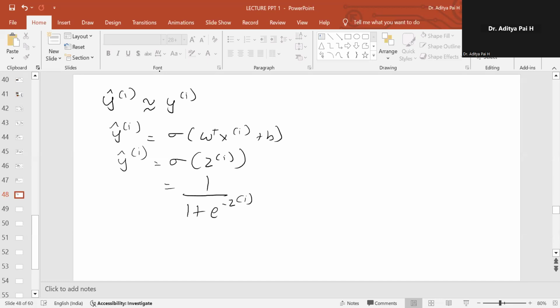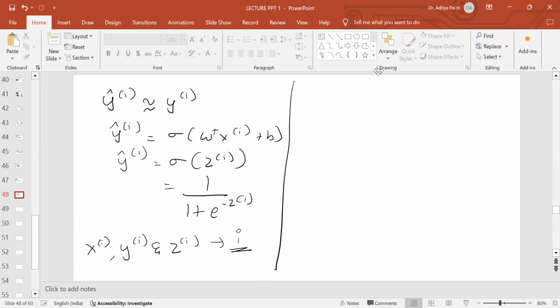So now here you can see that x of i, y of i, and z of i are all associated with the i-th example. Now we need to see the loss function or error function to check how well the algorithm is doing. So first we need to find the loss function. The loss function will tell us how much loss has been incurred by using that algorithm.